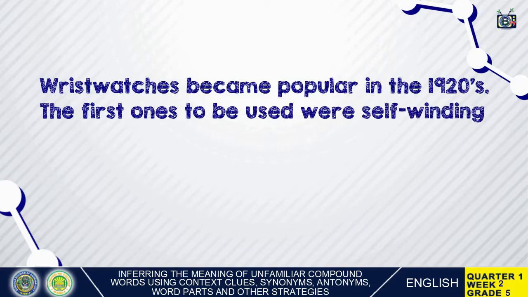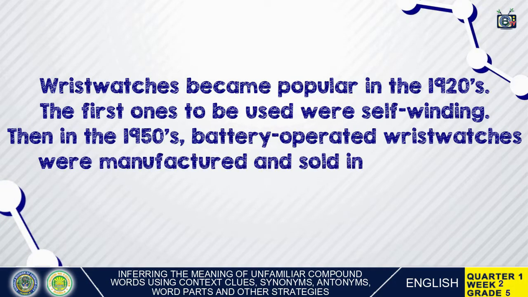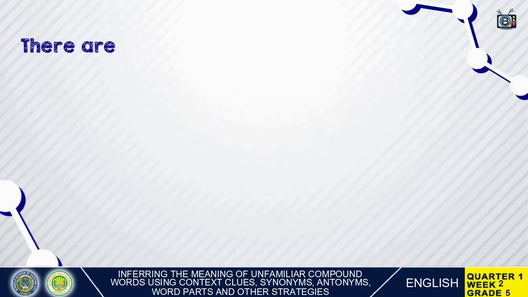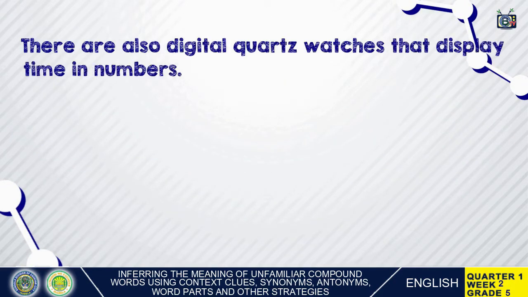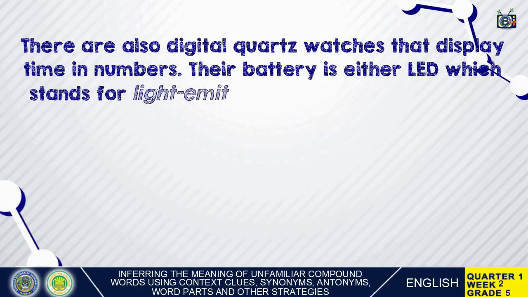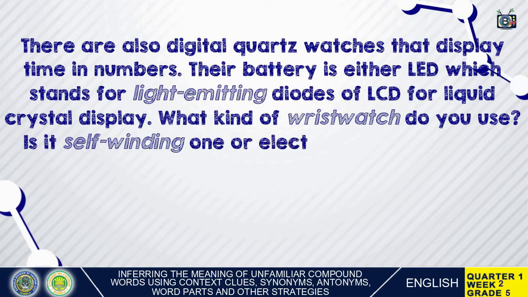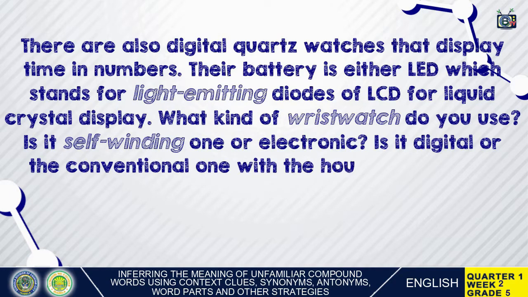Wristwatches became popular in the 1920s. The first ones to be used were self-winding. Then in the 1950s, battery-operated wristwatches were manufactured and sold in the market. Powered by quartz crystals, electronic watches of today vibrate at their natural frequency. There are also digital quartz watches that display time in numbers. Their display is either LED, which stands for light-emitting diodes, or LCD for liquid crystal display.